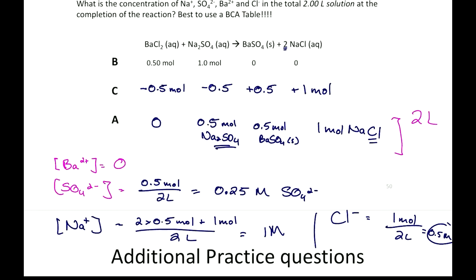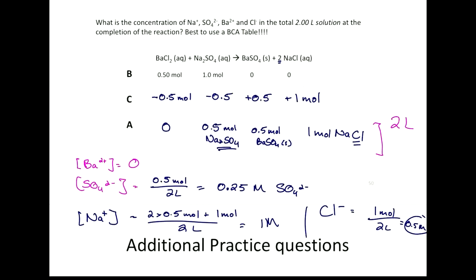Stoichiometry, limiting reactants, BCA tables. I don't think it gets any harder than this question right here. I even tried to use really, really easy numbers to simplify it here, but yeah, that's everything. That's everything with solution stoichiometry.